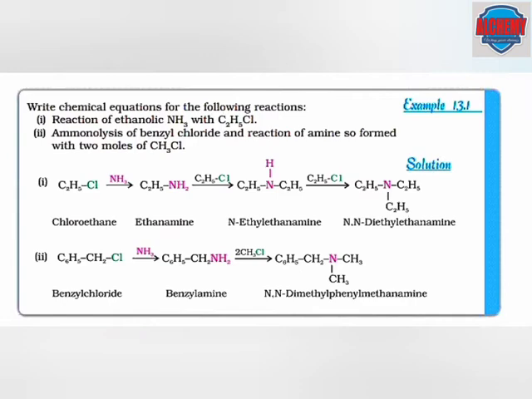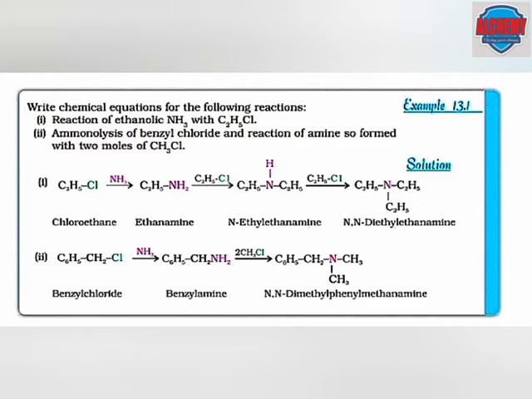In the first question, C2H5Cl, that is the alkyl halide, combines with ammonia molecule. As in the case of ammonolysis, one of the hydrogens from ammonia molecule combines with chlorine of the alkyl halide and forms HCl. At the same time, the remaining NH2 part of the ammonia molecule combines with C2H5 and forms C2H5NH2, that is ethanamine. This process continues until all the hydrogens of the amine are replaced by C2H5. Finally, the product formed is N,N-diethylethanamine.